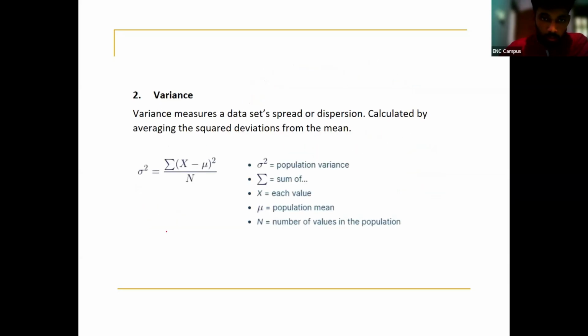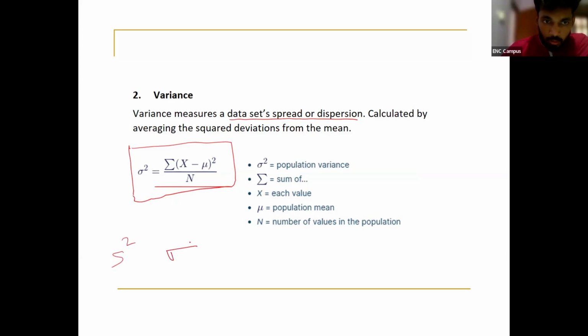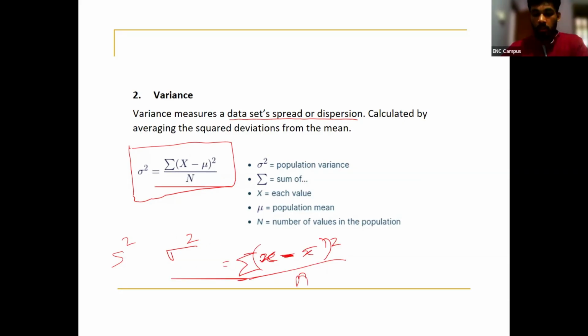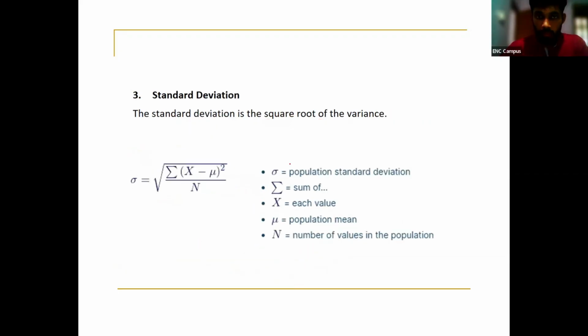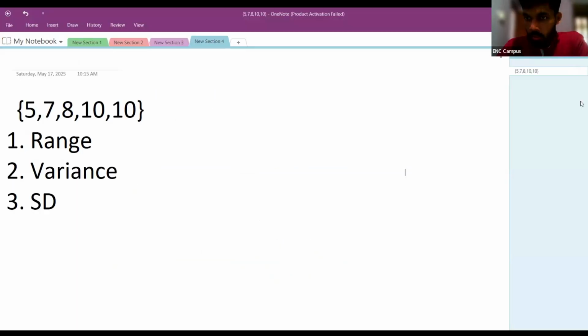Then the variance measures the data set's spread or dispersion. We denote it as S square for the sample variance or sigma square for the population variance. Then we have the standard deviation. Standard deviation is the square root of the variance.